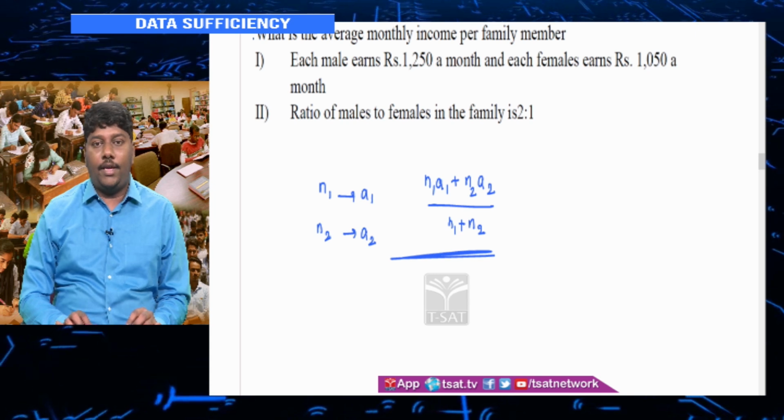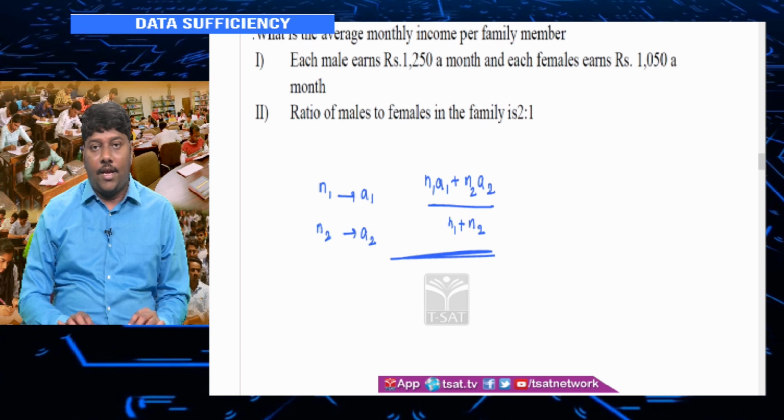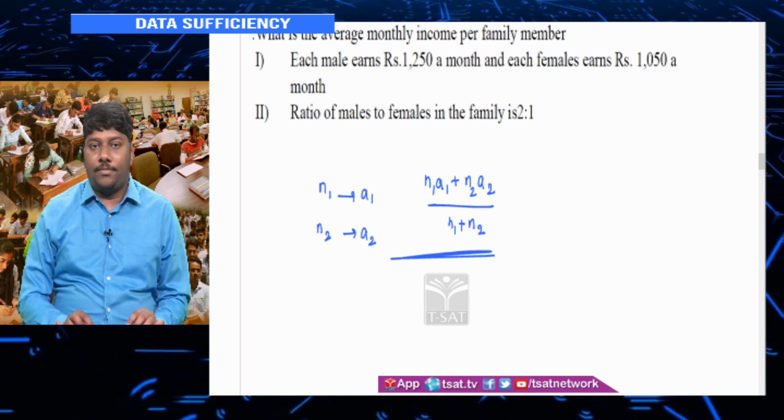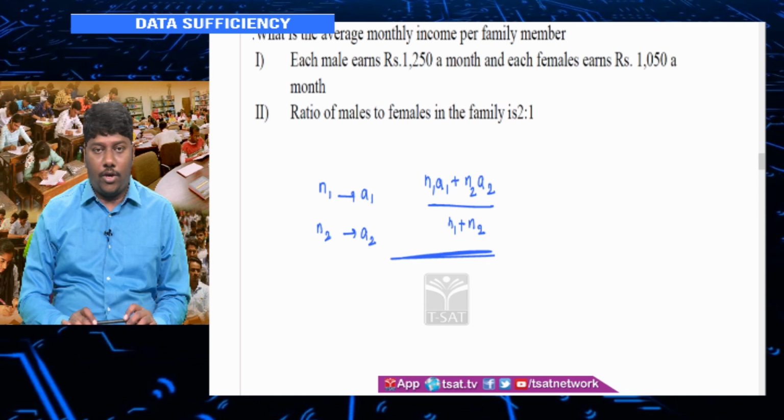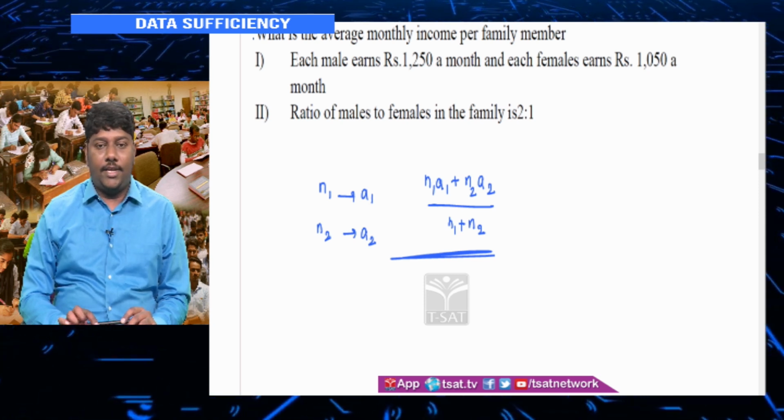So 1 is not sufficient, 2 is not sufficient, but when you combine both of them, that is sufficient. Therefore D is the answer because you are getting the ratio and you are also getting their individual salaries. I don't need to find out the answer, I just need to say whether it is sufficient or not. Yes, it is sufficient when you combine them. So the answer is D over there.